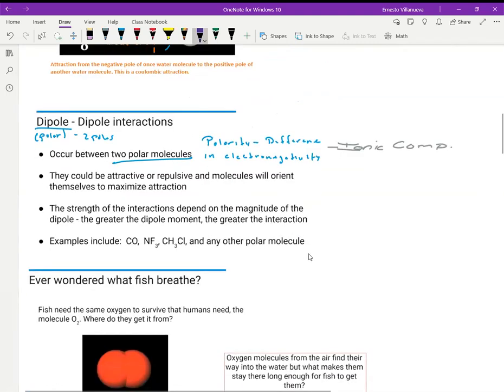Examples of polar molecules include things like carbon monoxide, nitrogen trifluoride, et cetera, methane and chlorine. Now, the strength of these interactions depends on the magnitude of the dipole. The greater the dipole moment, the greater the interaction. So more polar equals a stronger attraction. And remember that polarity comes from differences in electronegativity. Remember, electronegativity is that desire to gain electrons.